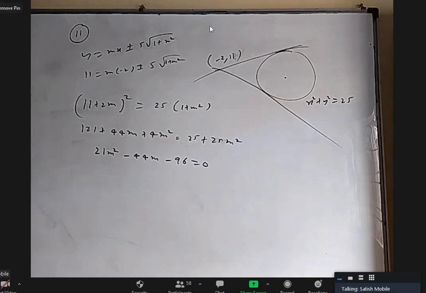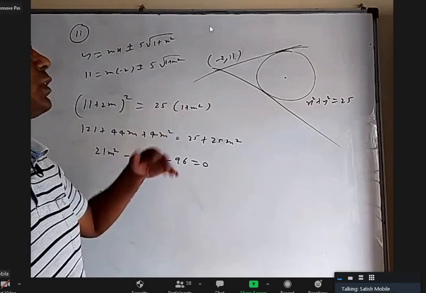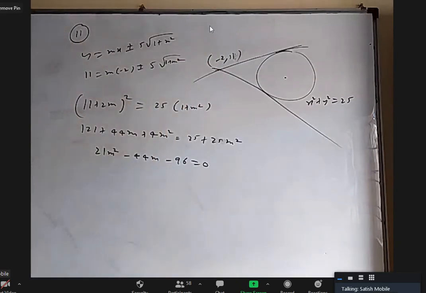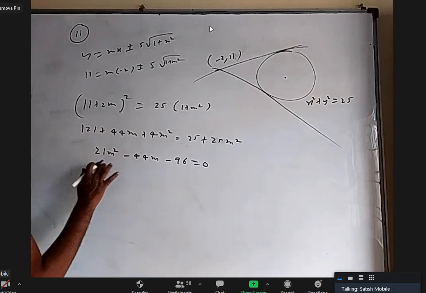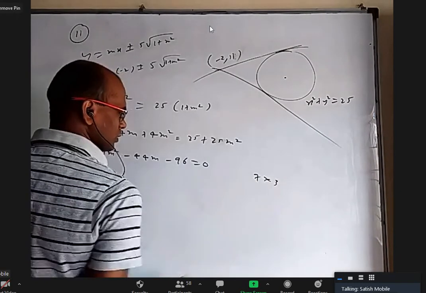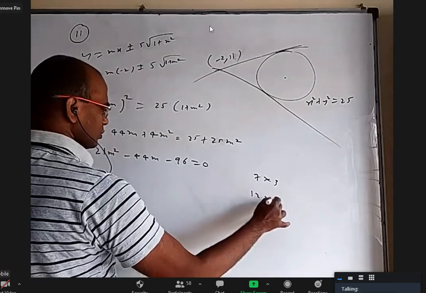I cannot divide by anything, but this will have two roots, so you'll get two slopes. You know slope and point, so you can find the line. How to split the middle term here? This is 7 into 3. This is some 12 into 8 or something.